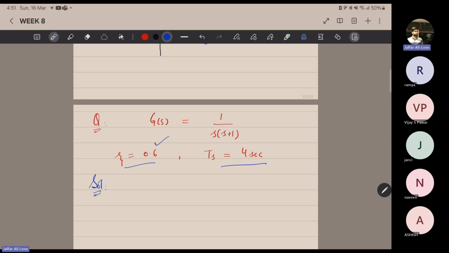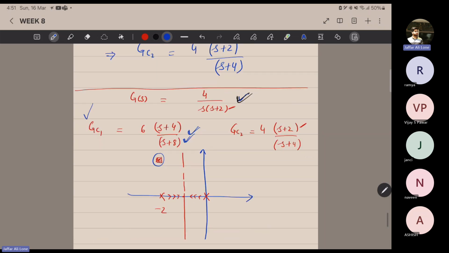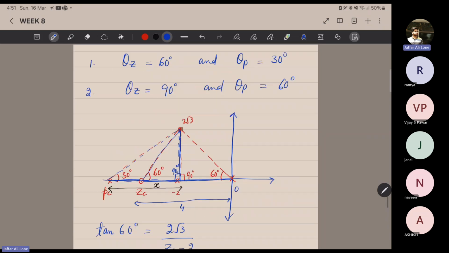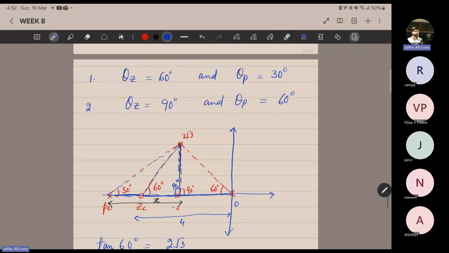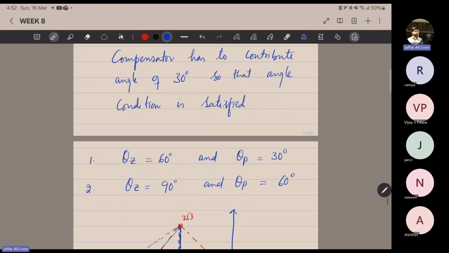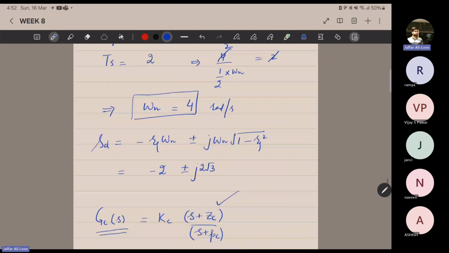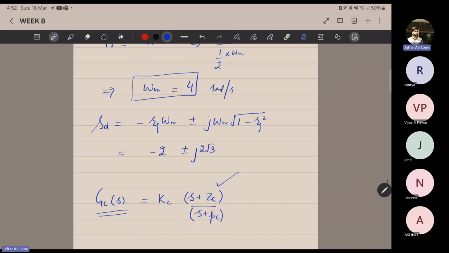So that remains the same. You have to follow these steps, whatever I did until here. So you add a zero, add a pole, then do some calculations.